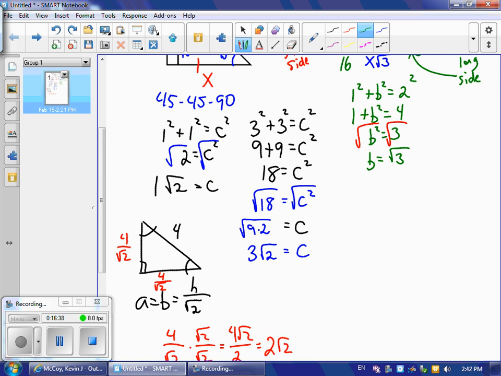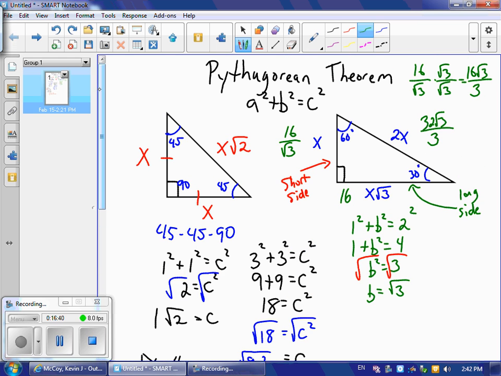All right, so there you have your 45, 45, 90 and your 30, 60, 90 relationships. So what you really want to concentrate on is how the sides relate to each other and how you're going to get every piece of information from one to the other.